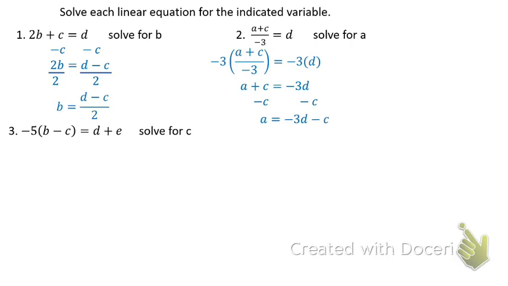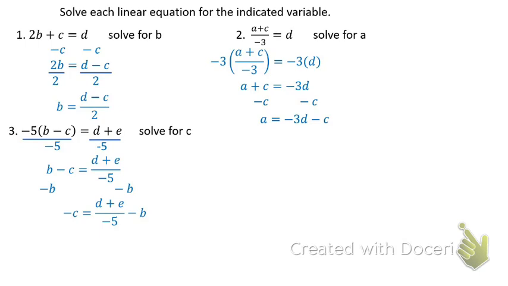For our last example, we need to get the c by itself. Well, we could either distribute the negative 5, or, because it's on the outside, we could just divide both sides by negative 5 to start with. So let's do that. This leaves me b minus c equals d plus e all over negative 5. To fully isolate negative c, we're going to subtract b from both sides. But this leaves negative c equals d plus e over negative 5 minus b.